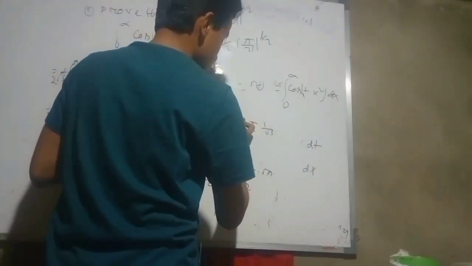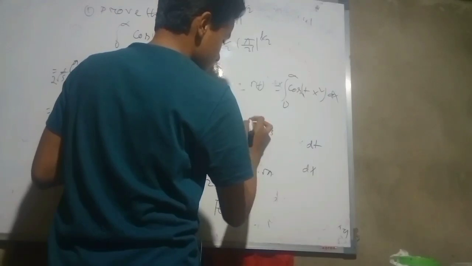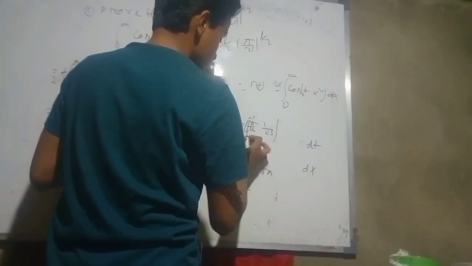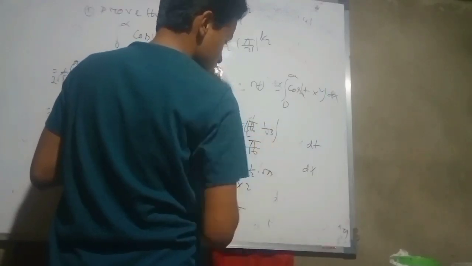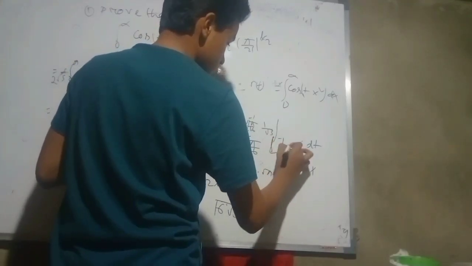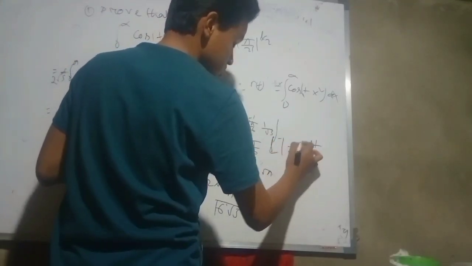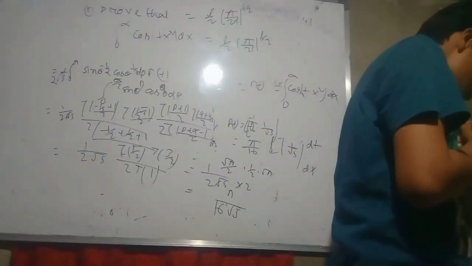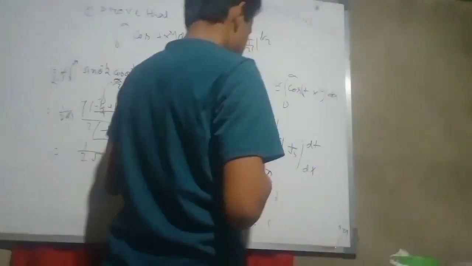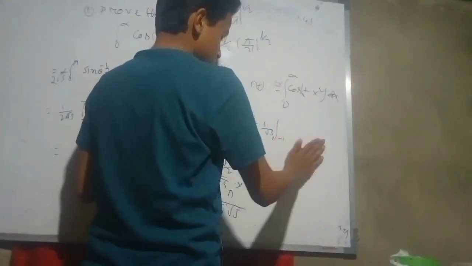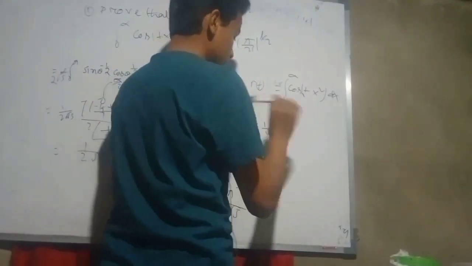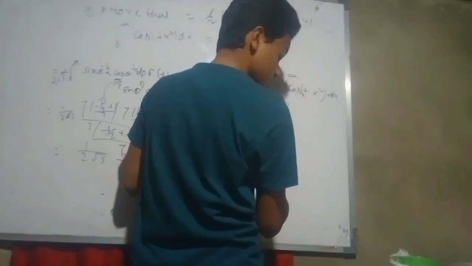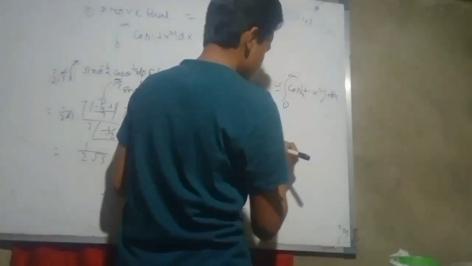So f of t will be the Laplace inverse of the Laplace transform. Pi by 16 will be outside. So the inverse of the Laplace transform is root s. Now what will be the value? Here you have to remember one thing.